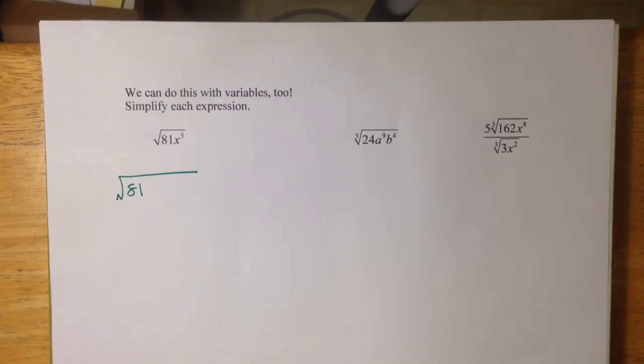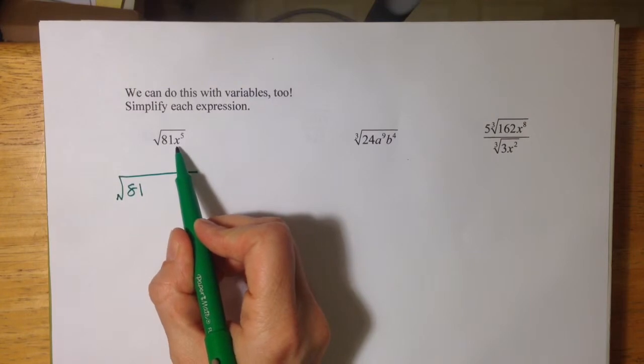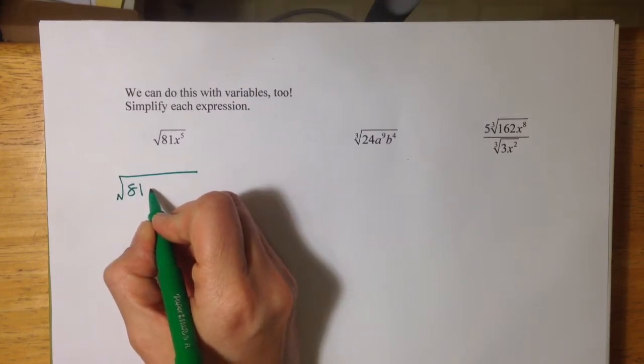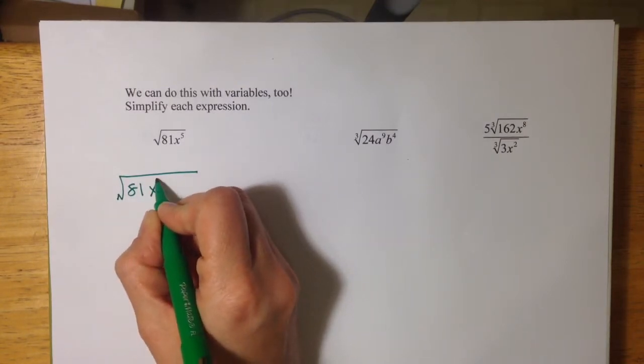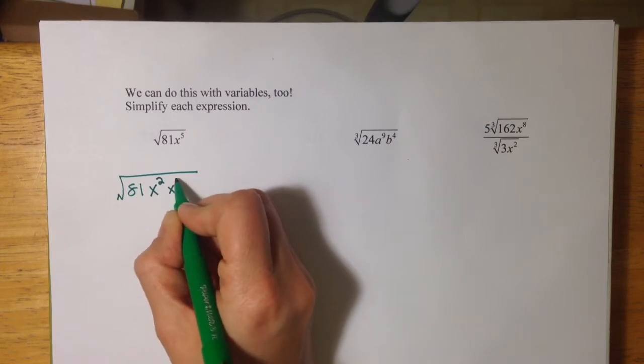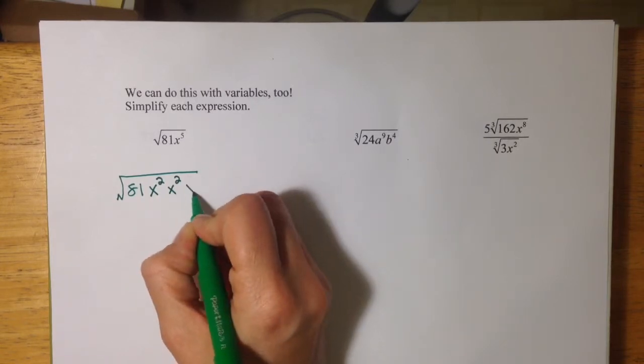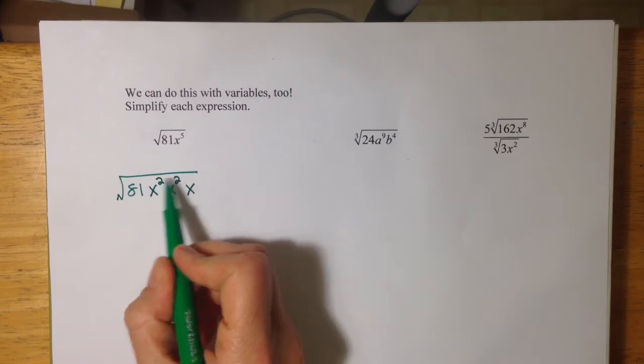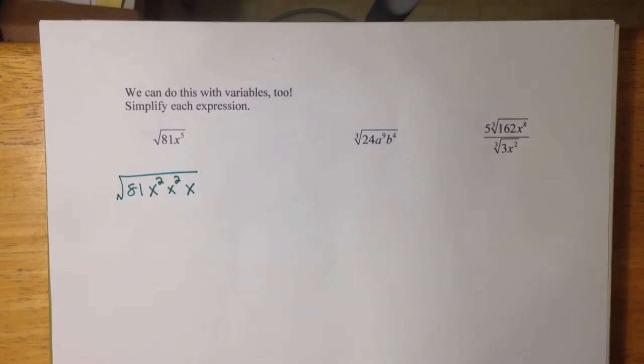Now I'm looking for a square root, so I'm looking for groups of 2. I'm going to break this x to the 5th up into as many groups of 2 as I can. I'll have an x squared, another x squared, but then I need one more x to round it out so that I have all 5 x's that I had originally.